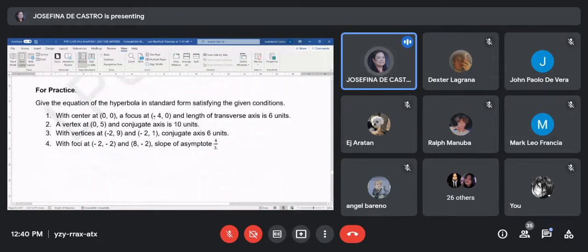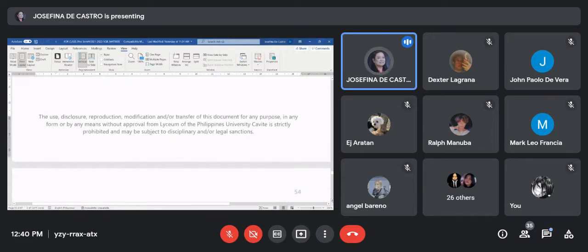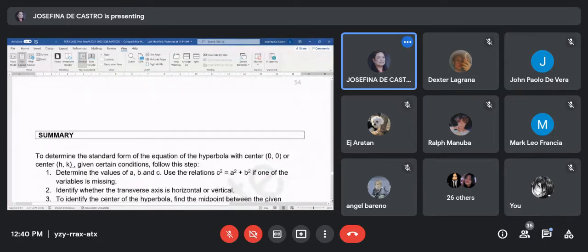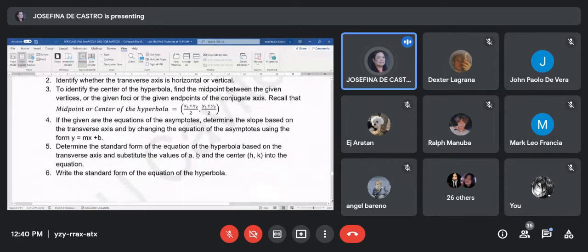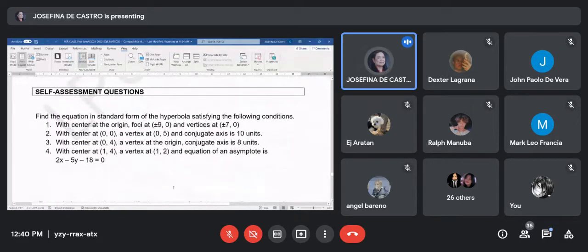Okay, o, ano po gustong sagutan dito? Wala. Okay, o magpo-proceed ako. Walang nagtatanong ha? Tahimik na naman ang 116. Wala akong marinig na reaction. O may gusto po kayong sagutan dito?